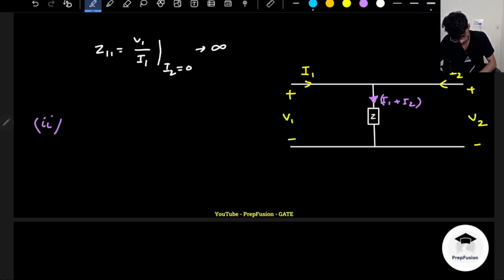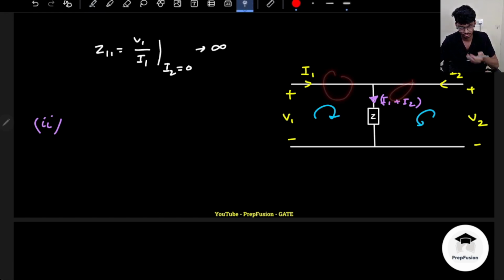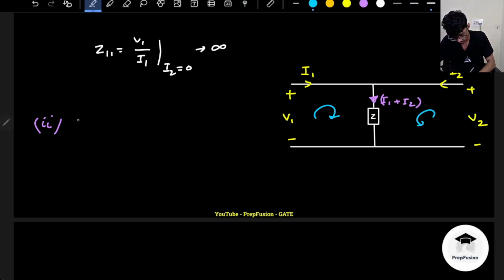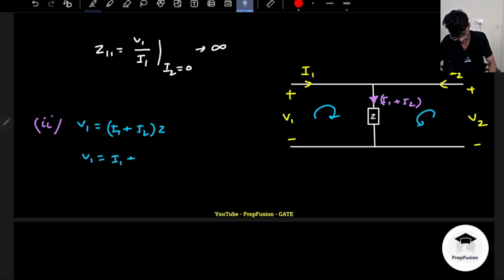So basically here, I can use again 2 KVLs. It is just like a modified star network where these impedances are 0. So the circuit is even simplified. Here V1 will be equal to (I1 plus I2) into Z. So V1 is equal to I1Z plus I2Z, because this whole voltage is across V1, correct? And same for V2 as well. V2 is equal to (I1 plus I2)Z, and it is fine.